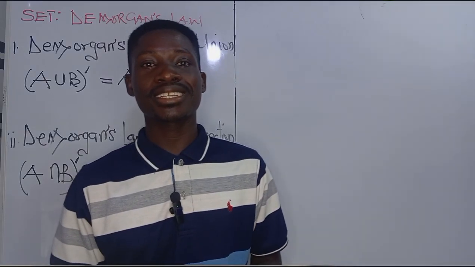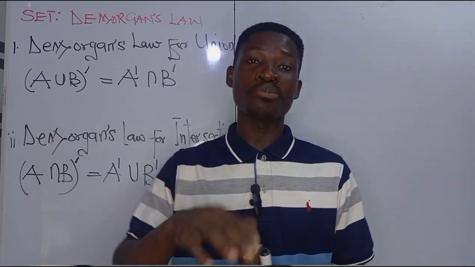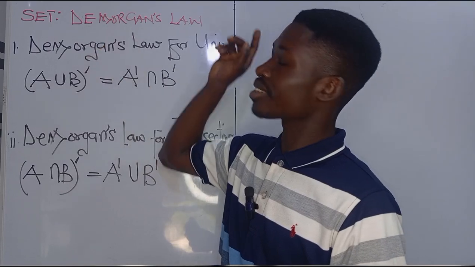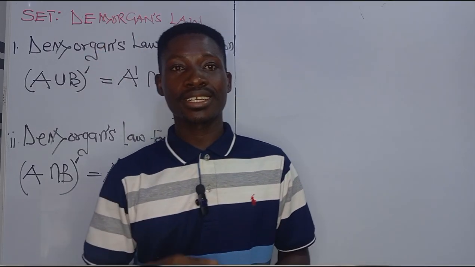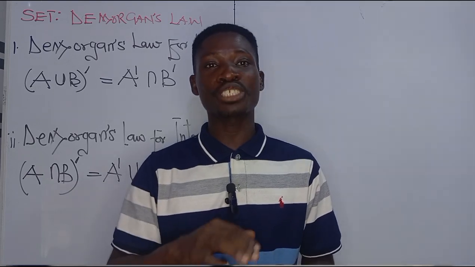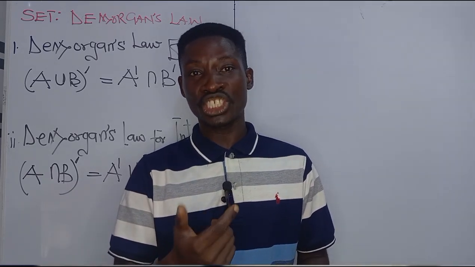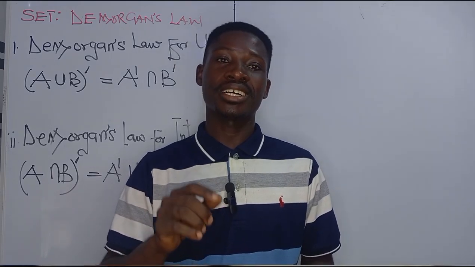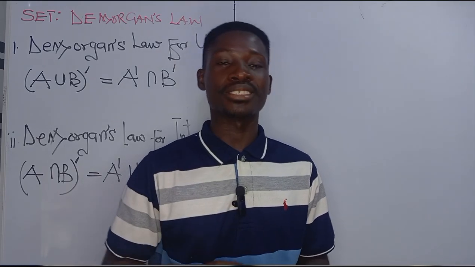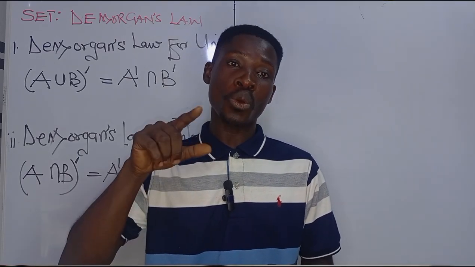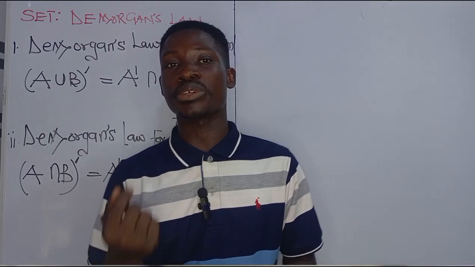In this very lesson, we shall be looking at De Morgan's law for set theory. This law was named after a great British mathematician and logician, Augustus De Morgan. He was able to come out with two laws in set theory.